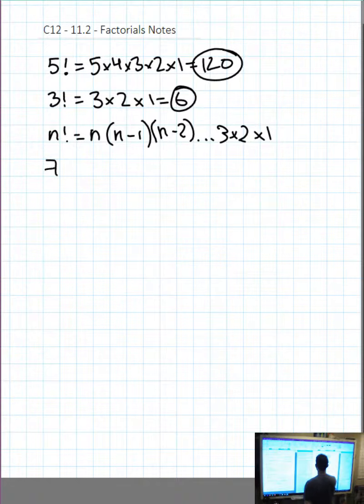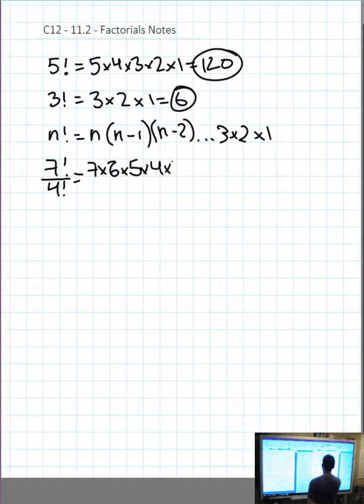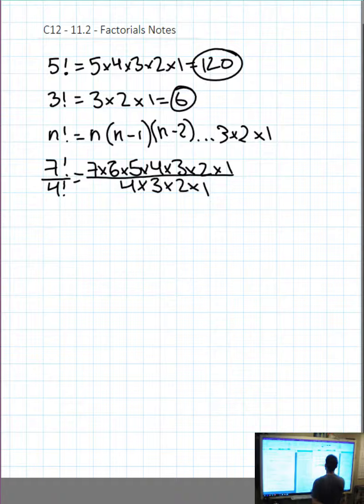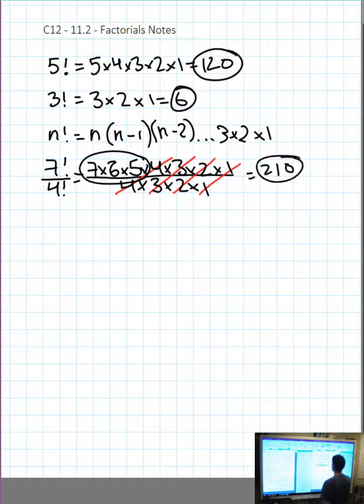So let's take 7 factorial over 4 factorial. Now this is tedious, so it's going to be 7 times 6 times 5 times 4 times 3 times 2 times 1, all over 4 times 3 times 2 times 1. And I have a 4 on the top and a 3 on the top and a 2 on the top and a 1 on the top, so it's just simply 7 times 6 times 5, which is equal to 210. A little bit later, we're going to learn how we can close the factorial and simplify this process.